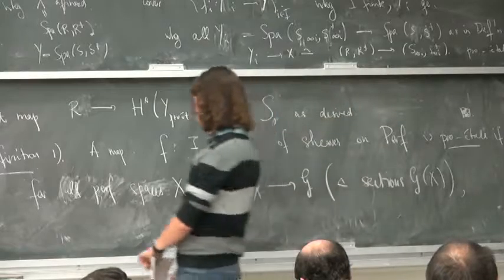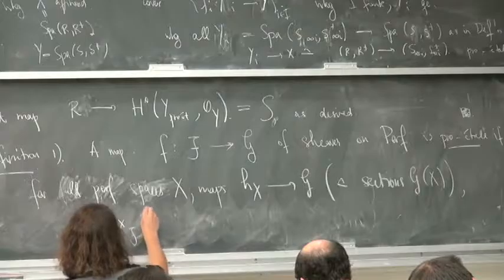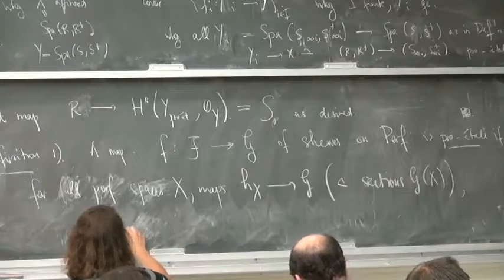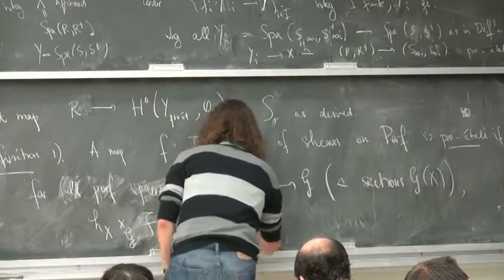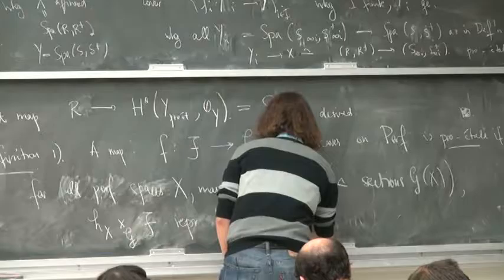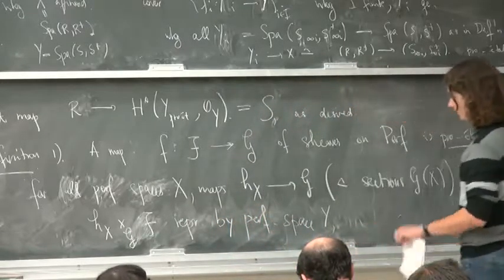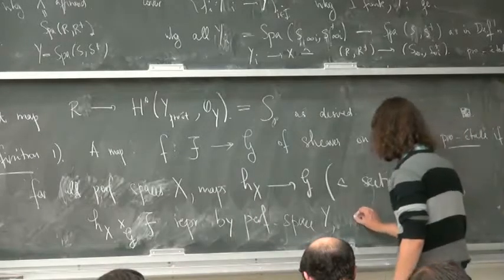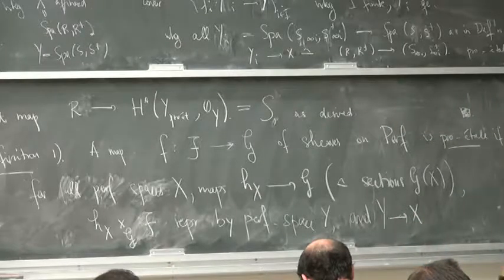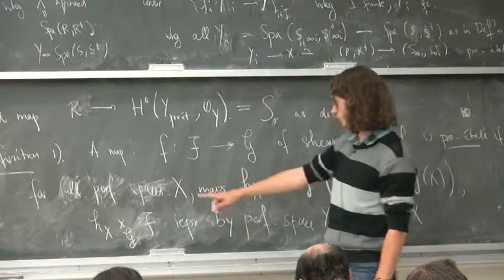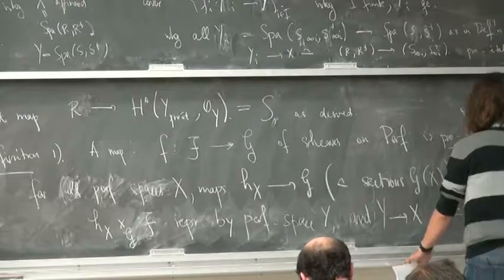if you take the pullback of this map, hX times_G F, this is a representable perfectoid space Y, and the associated map Y to X, corresponding to the map from hY to hX, is pro-étale.